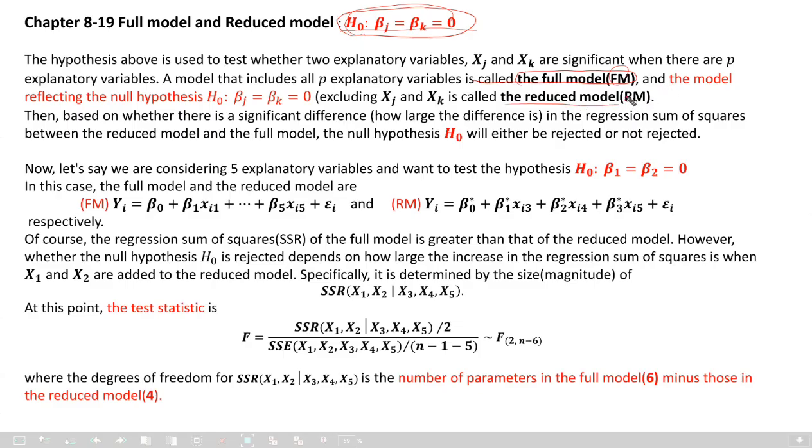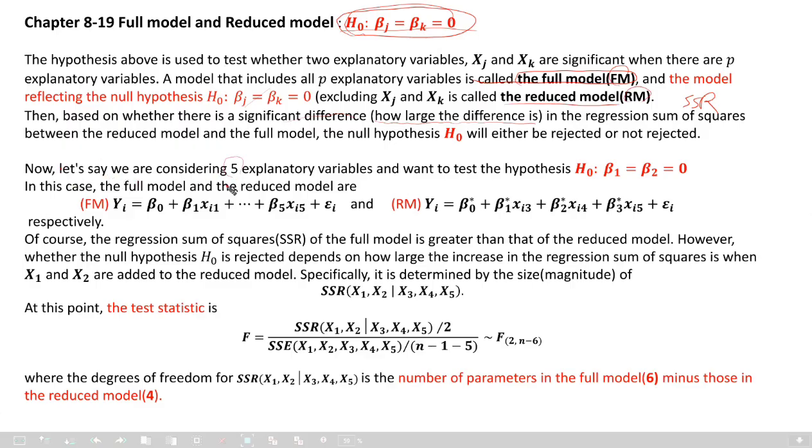the reduced model, RM. Then, we look at whether there is a significant difference, in other words, how large the difference in the regression sum of squares, SSR, is between the reduced model and the full model. If it is very large, then you have to reject the null hypothesis, because this hypothesis means xj and xk do not work in the model. The null hypothesis will either be rejected or not rejected. So how large is a significant difference or not? Now let's take an example.